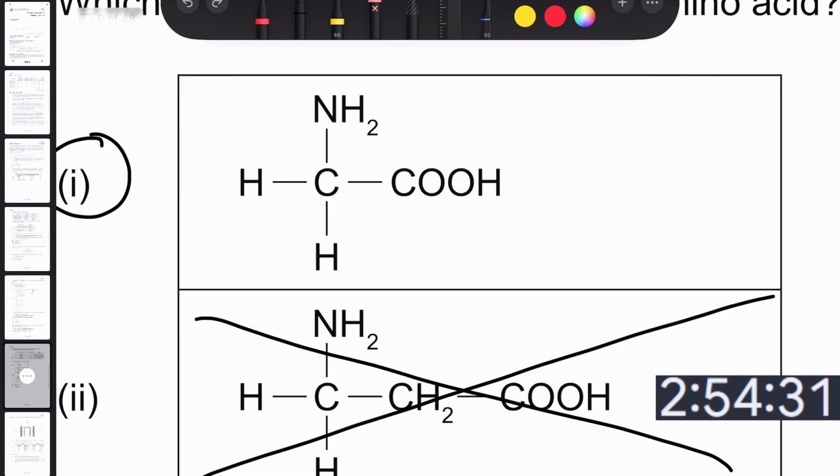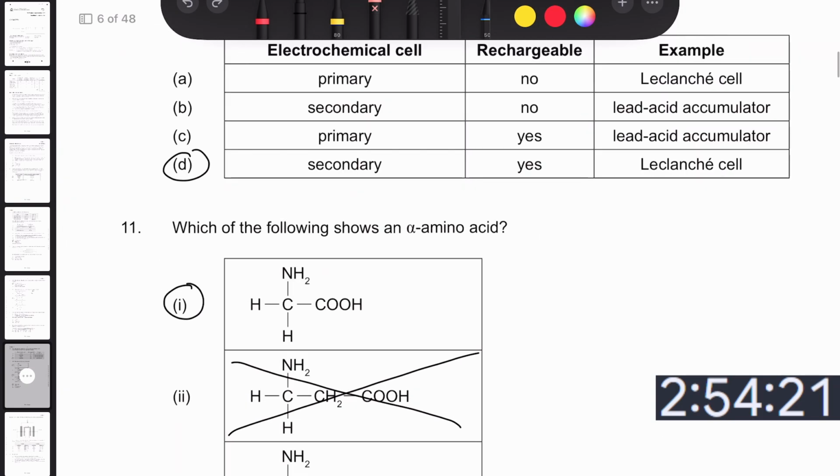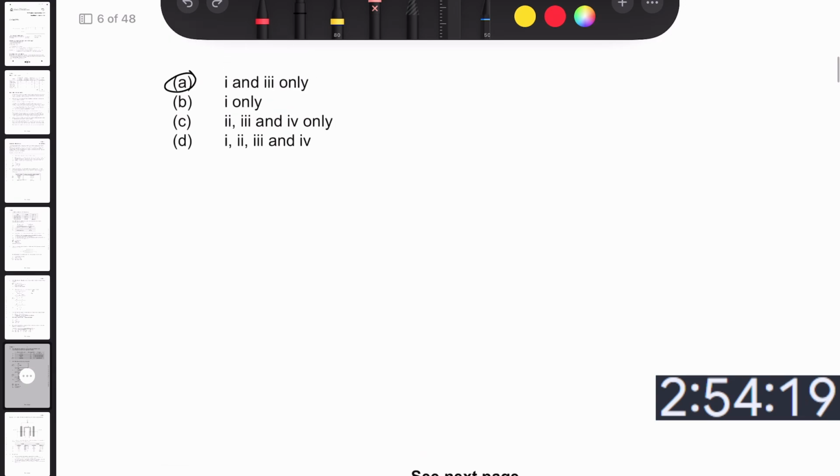Maybe we can have... oh wait, yeah, because that's just alanine, isn't it? Or glycine. Yeah, glycine, CH2. Yes, okay. So 1 and 3 only.